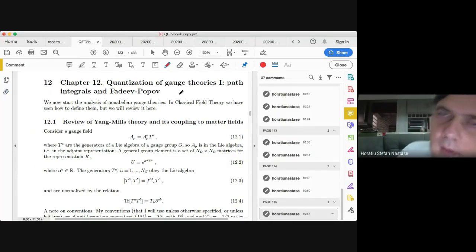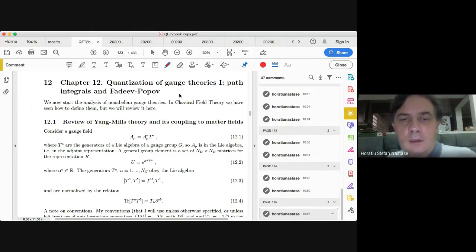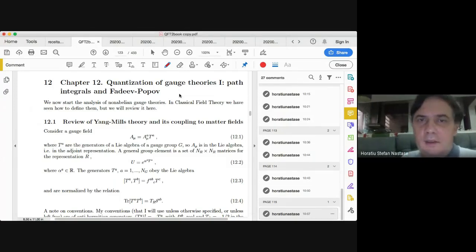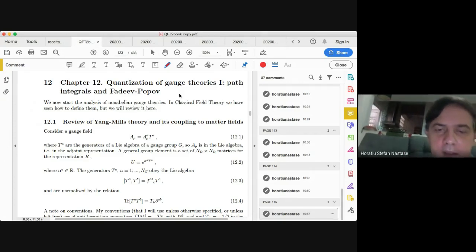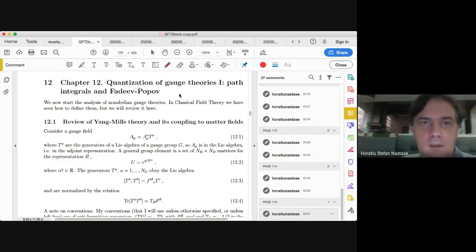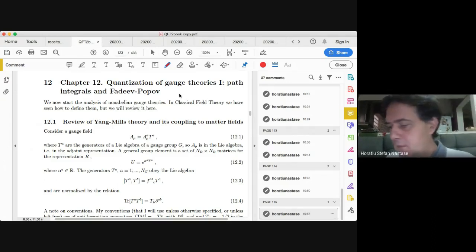All right, so today's lecture is about the quantization of gauge theories, specifically about the Faddeev-Popov procedure for non-abelian gauge theories. So as I told you, the chapters with an asterisk will be skipped since those are extra.